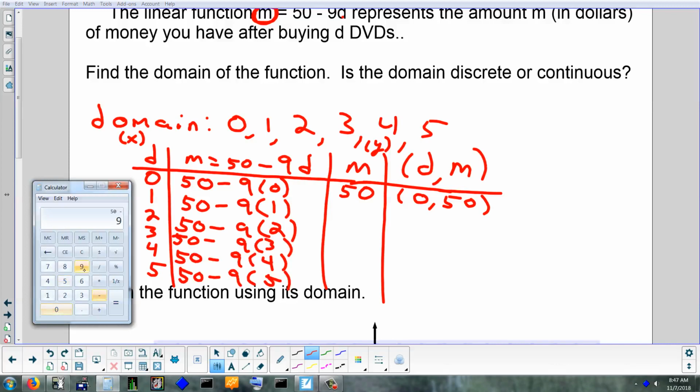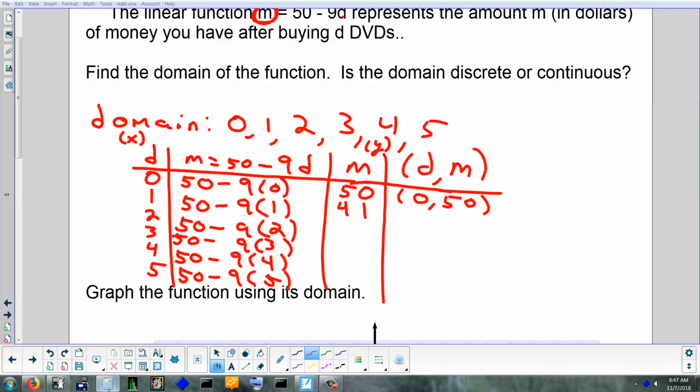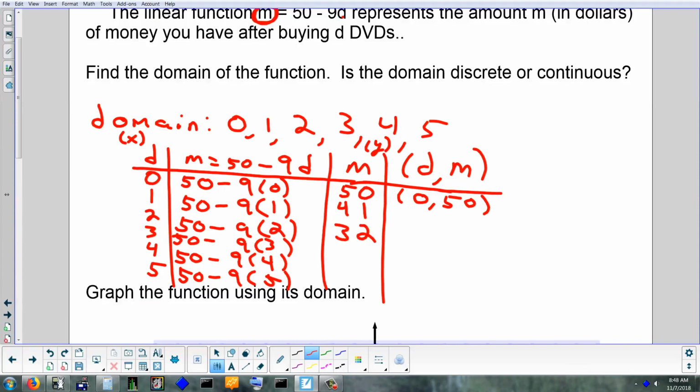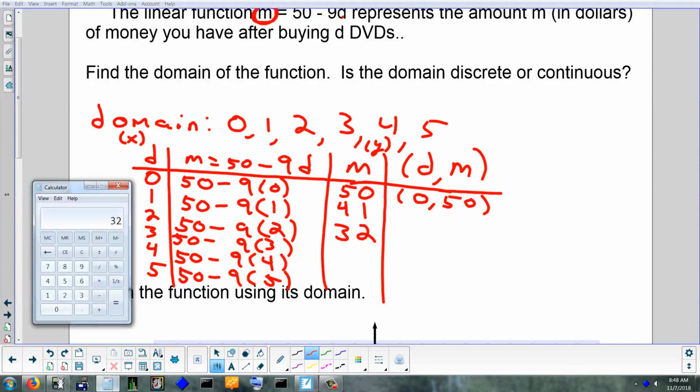So we had 50. The first one is 50 minus 9, which is 41. The next one is 50 minus 9 times 2, which is 18. 50 take away 18 is 32. I'm just subtracting the same number each time from how much money I have left. So to go from 50 to 41, to go from 41 to 32, what's the pattern? This is linear, so it has a pattern. It's the same number each time. We mentioned that yesterday. What is it? Up or down? Down. By how much? 9. Down 9, down 9, down 9, down 9. When we buy 5 DVDs, we've spent $45. We only have 5 left.